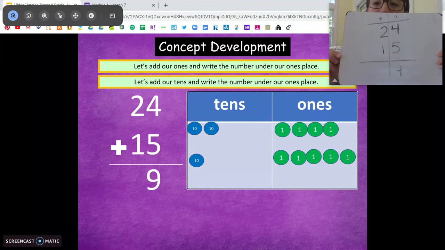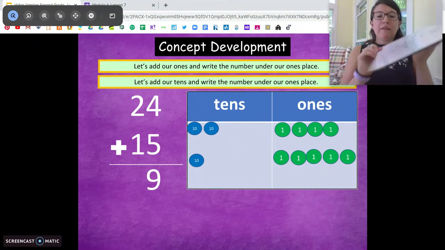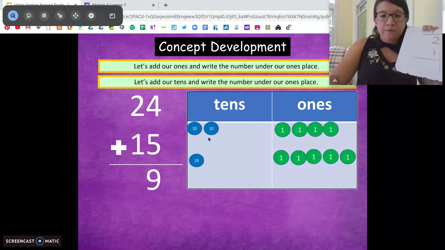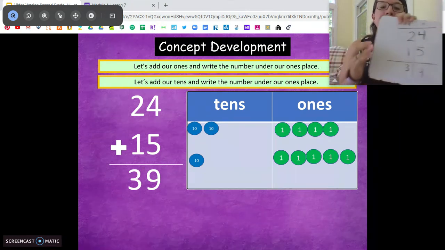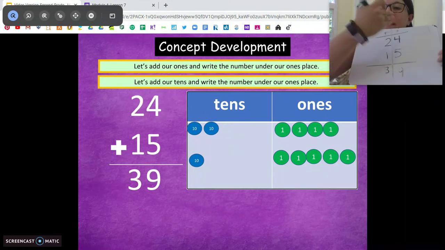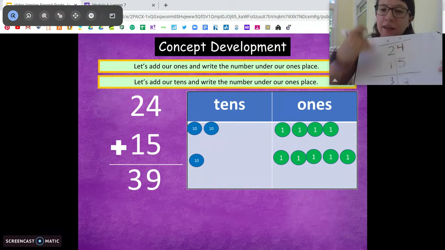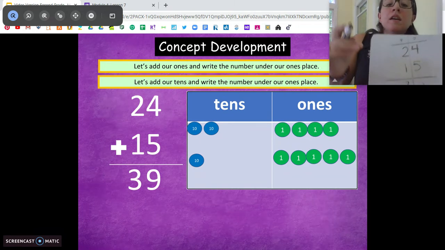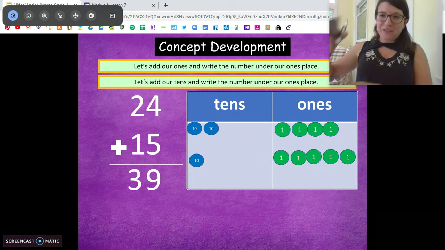9. And we just write it underneath there. You see that? Okay, and then how many 10s do we have? You can see it on your chart. We have 3 10s. Adding 2 plus 1, we get 3. Ta-da! So we're just keeping everything in its place. We're adding down. We're adding our 1s together, we're adding our 10s together. So 24 plus 15 is 39.